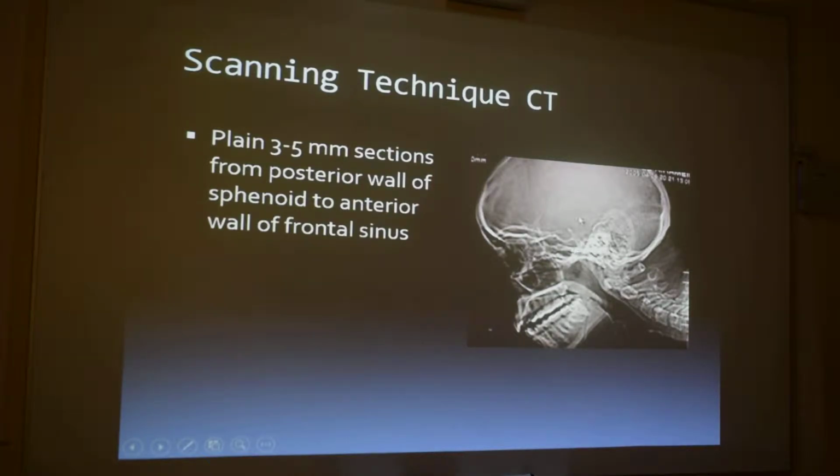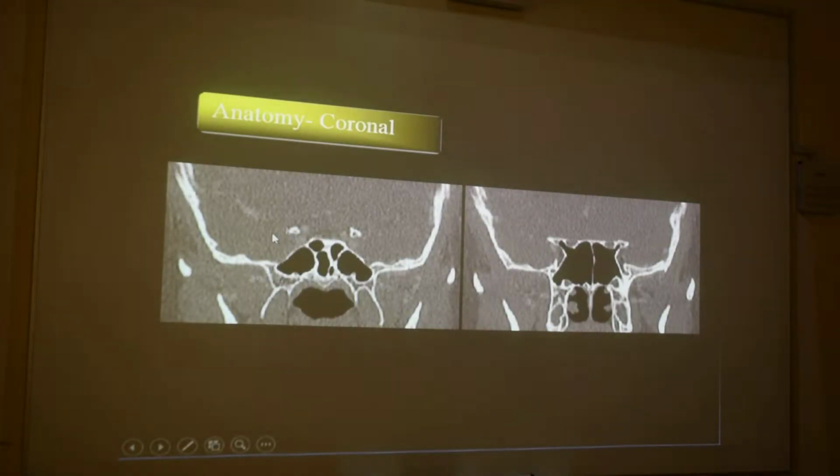The cuts are like this. You cut the sinuses vertically like this. So 3 to 5 millimeter sections from the posterior wall of the sphenoid to the frontal sinus. So actually what you are doing is you are covering this part only. You don't want to radiate the rest of the brain or the rest of the structures. All we are interested in is this part, so we just focus on this part.